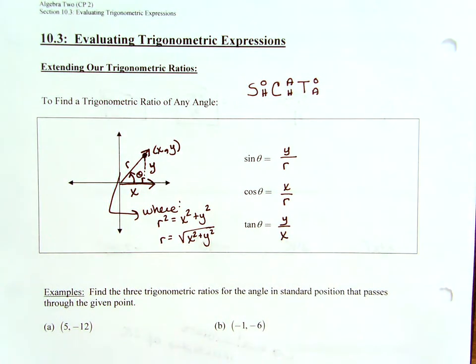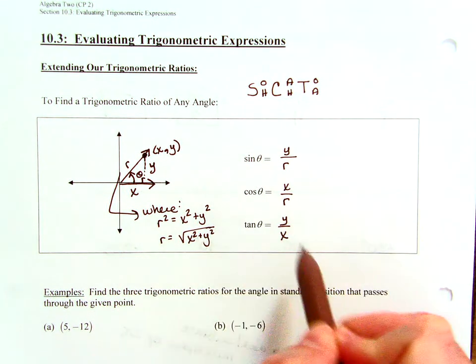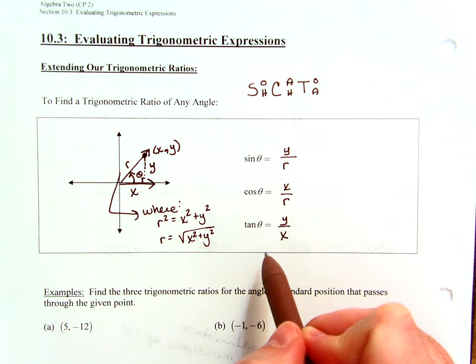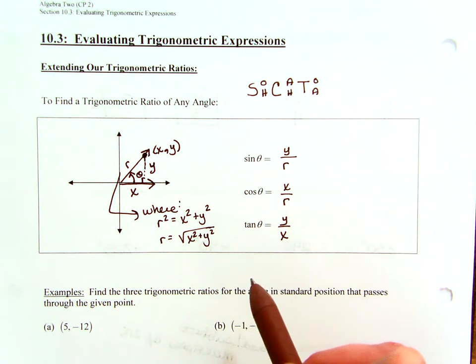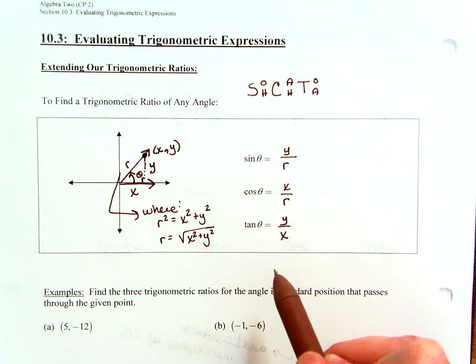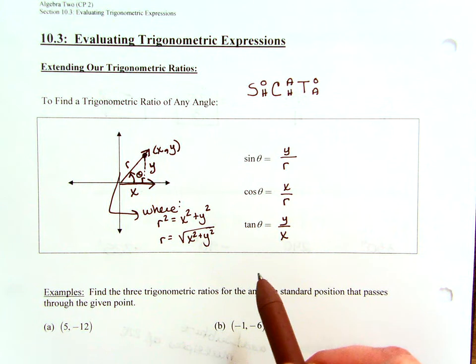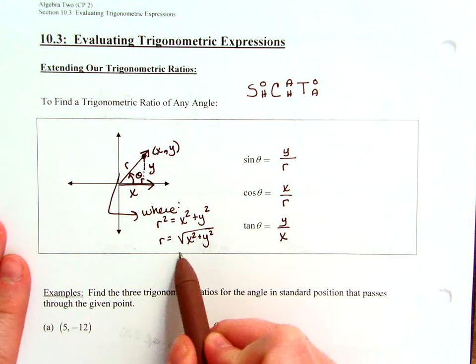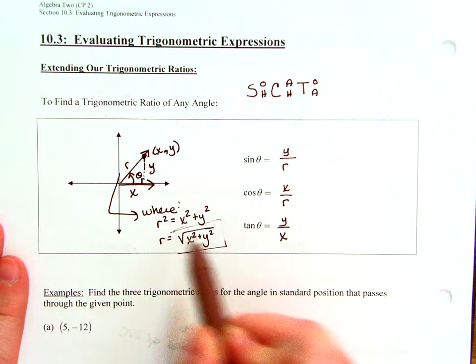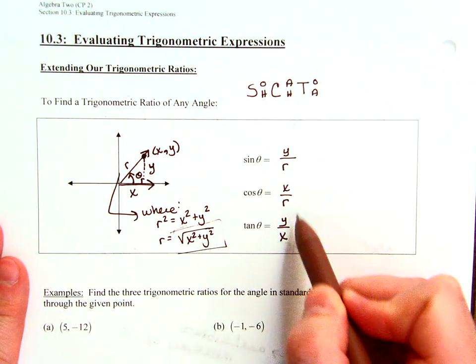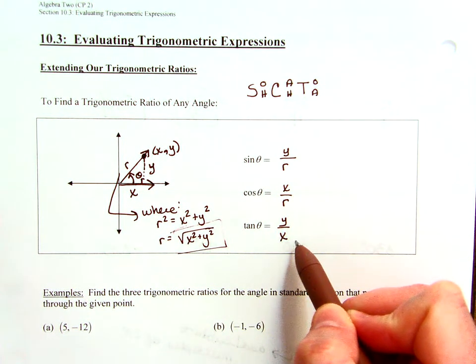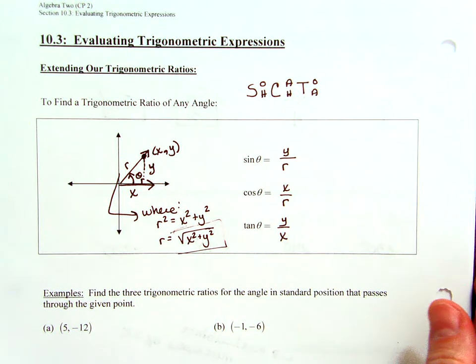This is actually a bigger deal than it might seem. These new definitions of sine, cosine, and tangent no longer specifically refer to a right triangle. They refer to some point that our terminal ray of an angle is going to pass through. And if I just know the x and y coordinates of that point and can calculate my r, my radius, I can find my sine, cosine, and tangent. Let me show you what we can do with this.